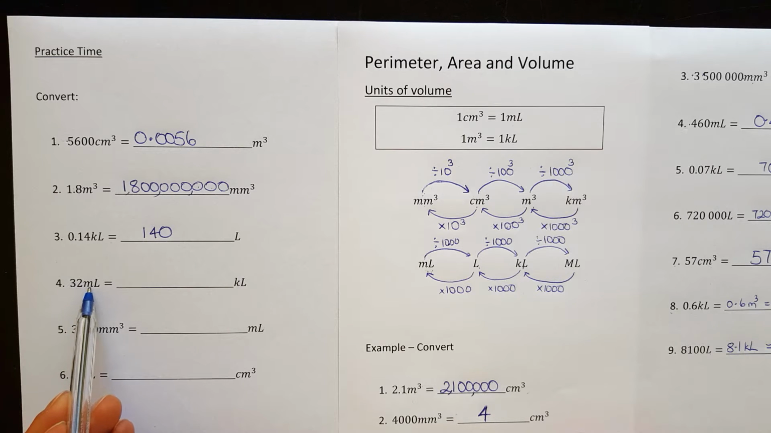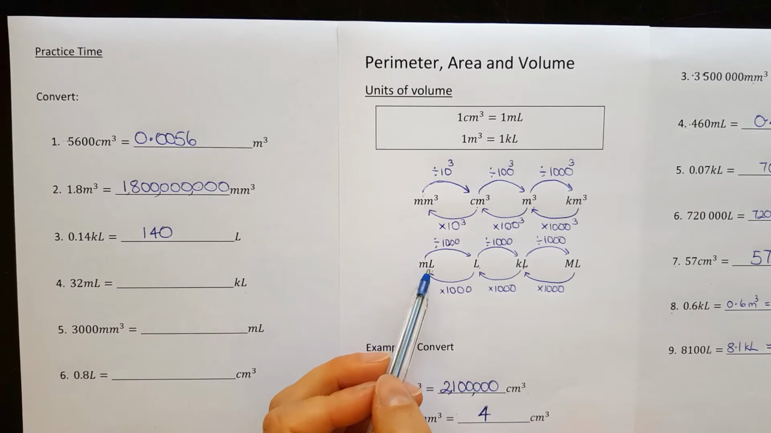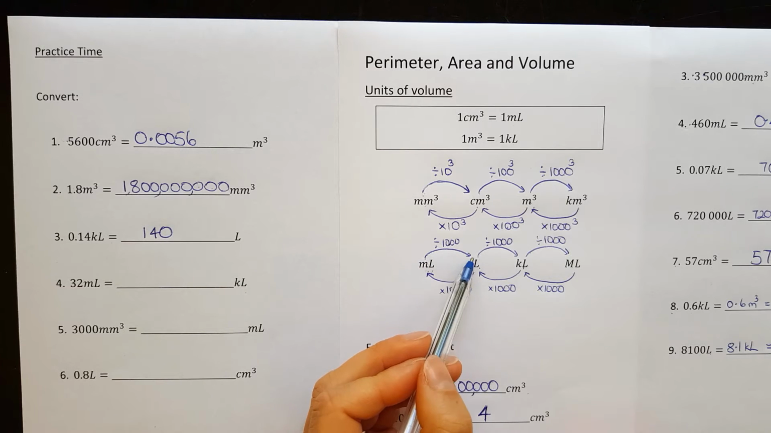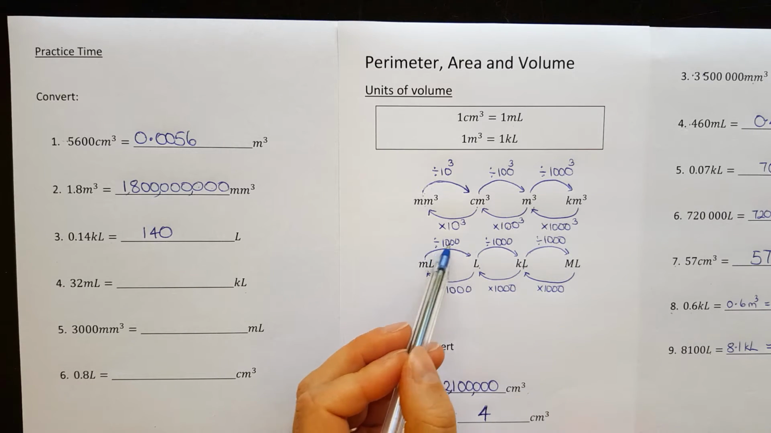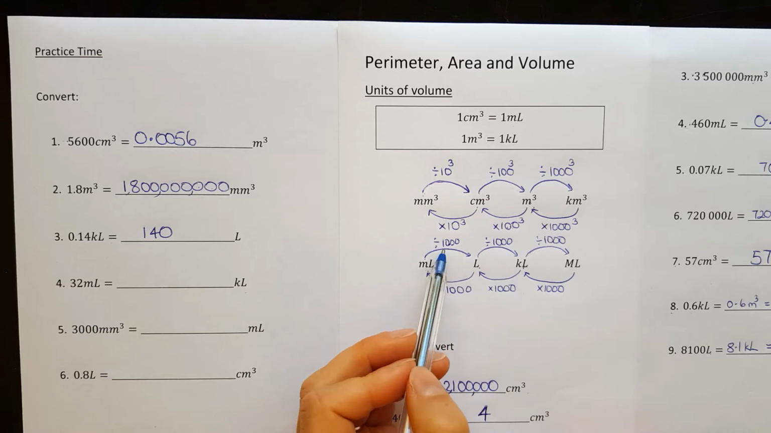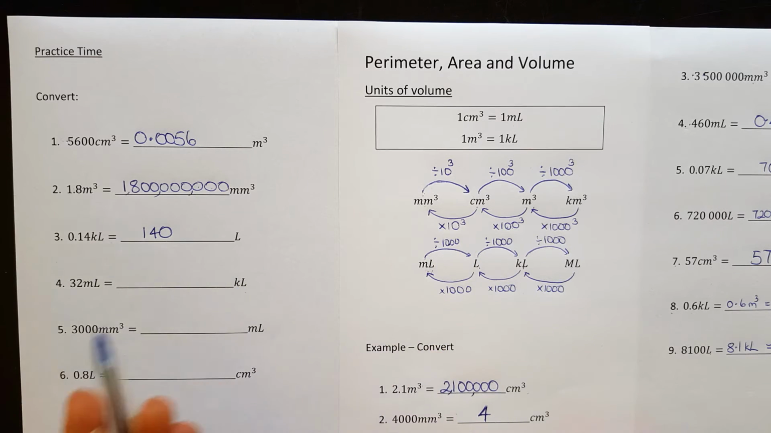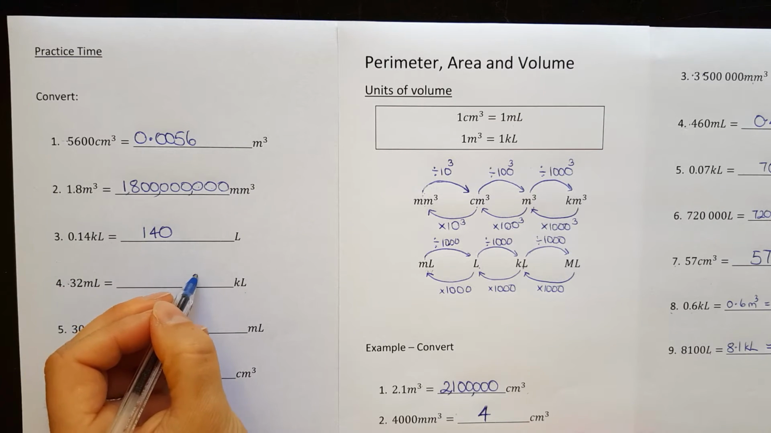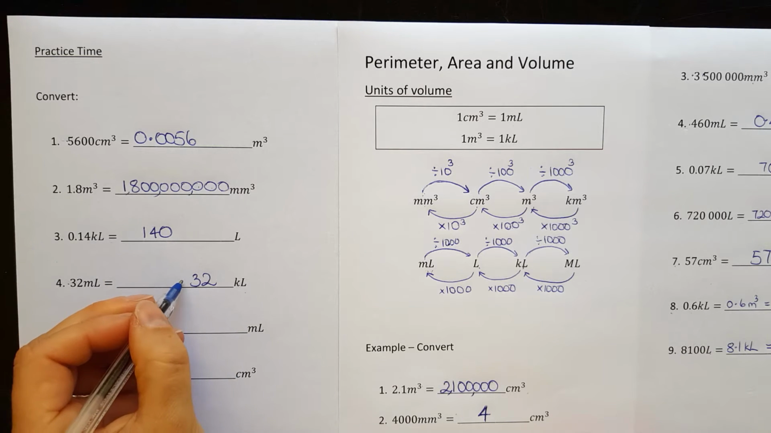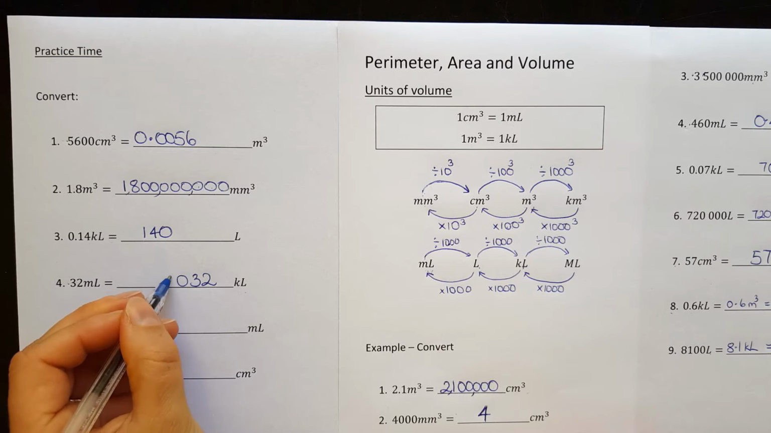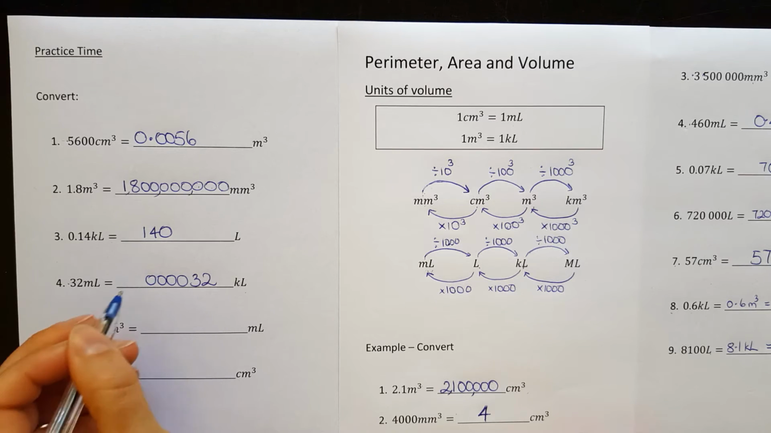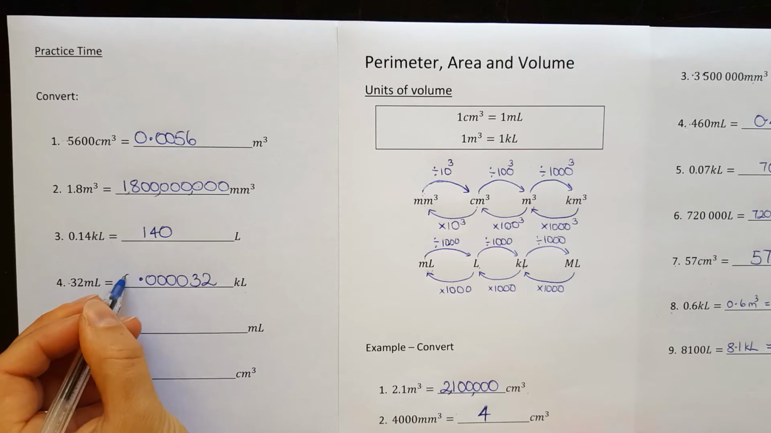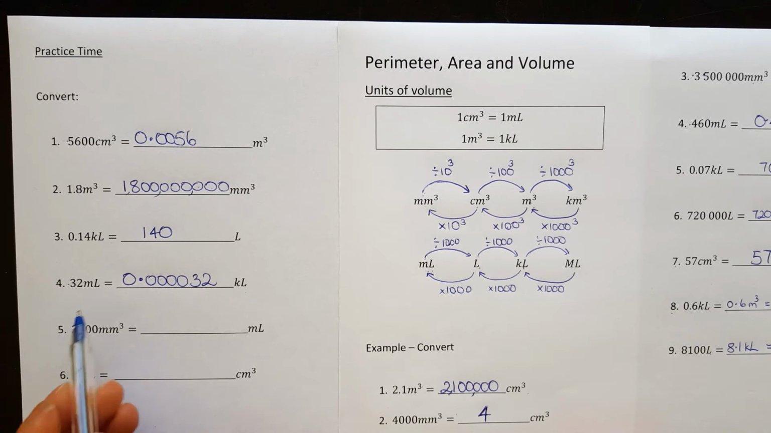Question 4, 32 milliliters to kiloliters. Milliliters to kiloliters is 2 jumps. So we have to divide by 1,000, divide by 1,000. Altogether, that's a total of 6 zeros there. So 6 places we have to jump backwards. So 1, 2 will jump us in front of that 3 there. And then we'll need, so it's 1, 2, 3, 4, 5, 6 decimal point, and then we can put another 0 in front of that. So very small number there.